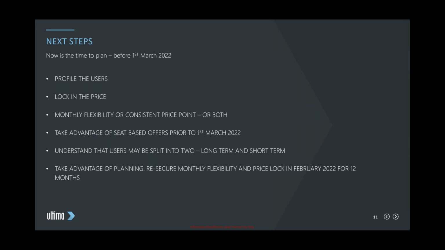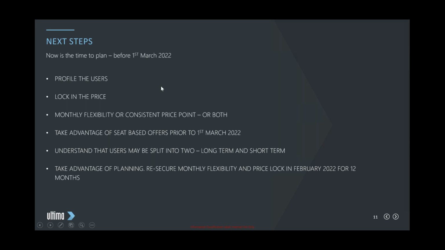So I really am just repeating myself, but again, take advantage of this time. Re-secure the monthly flexibility if that's the critical point for you, if you do need to retain those short-term users. To retain the monthly flexibility, we secure that before the 1st of March, and that effectively keeps you on the monthly flexibility for another 12 months. But you're only kicking the problem down the road for 12 months, but hey, great, another 12 months. Or you go, well, actually, let's commit to the new commerce experience before the 1st of March and get that price lock at a better price point and get that done in February 2022.